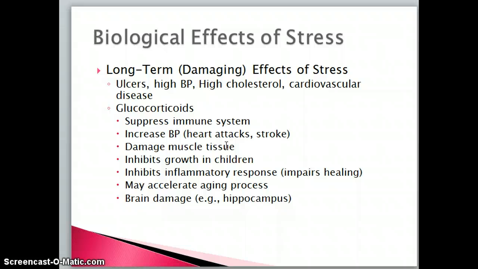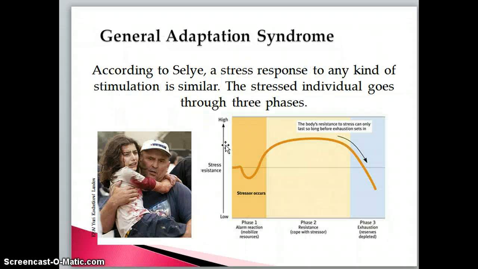It can inhibit the inflammatory response, which makes it more difficult for our bodies to heal. It can accelerate the aging process, and there's some evidence that it can even contribute to brain damage by interfering with some of the nerve cells in the hippocampus and leading to memory problems, etc. And so these are just some of the biological consequences of having a high amount of these stress hormones and these physiological processes, and it just reminds us why it's important for us all to learn stress management strategies to get our biological stress response under control so we are not vulnerable to these stress-related problems, which are pretty common in our society.